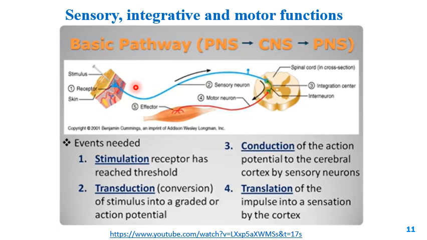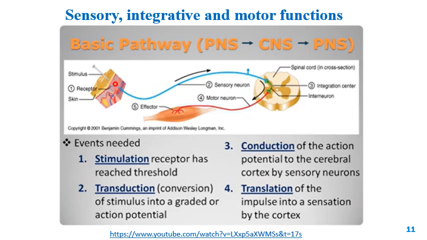So you do the transduction, you get to your CNS, then you are going to conduct this to higher CNS centers. This is conduction to the CNS. Then you're going to have interpretation and translation of this signal that was received at the level of the cerebral cortex. So this is going to be a somatosensory interpretation at the cortex.